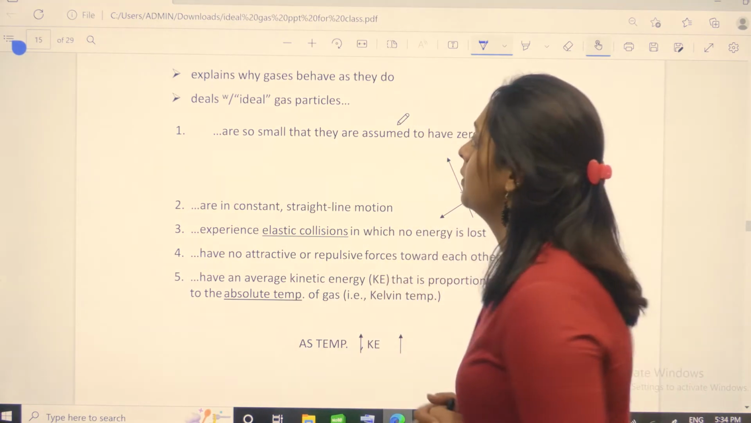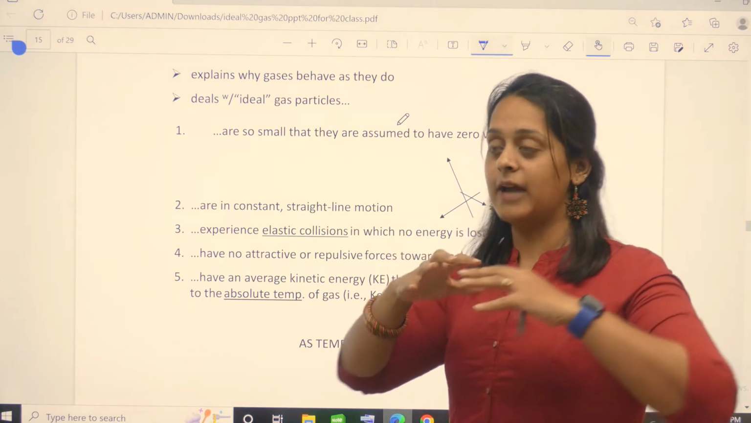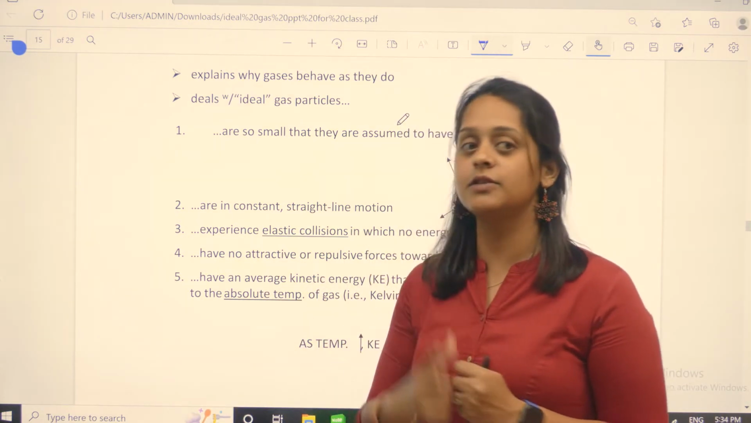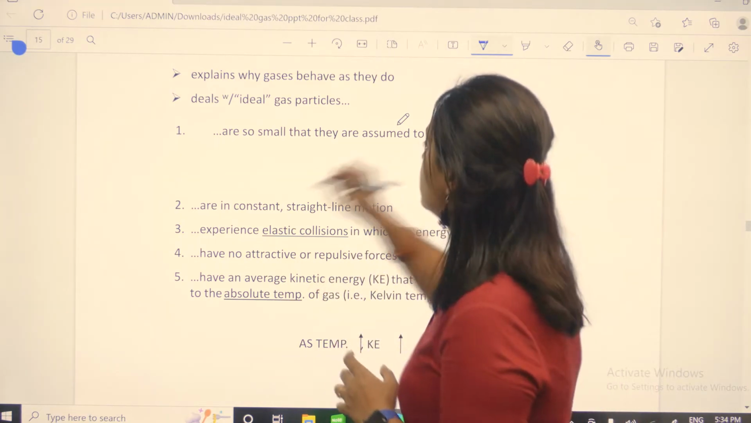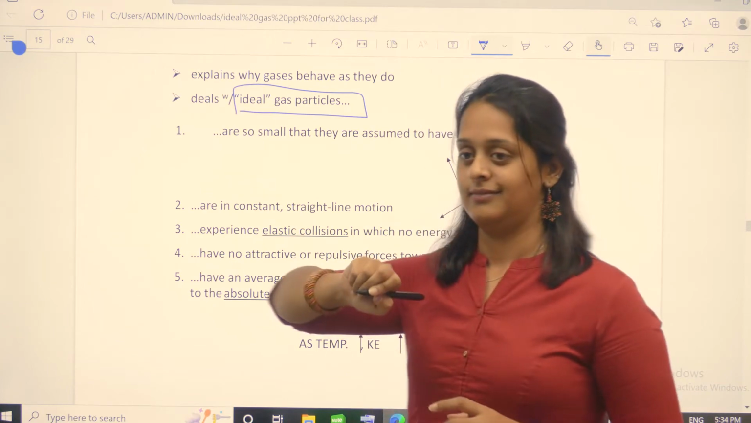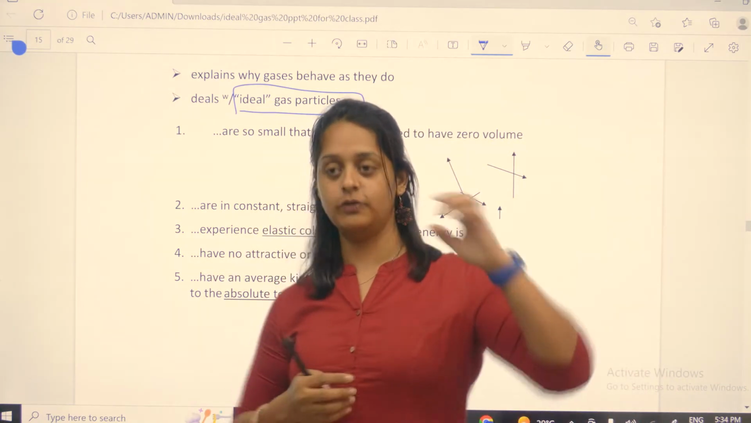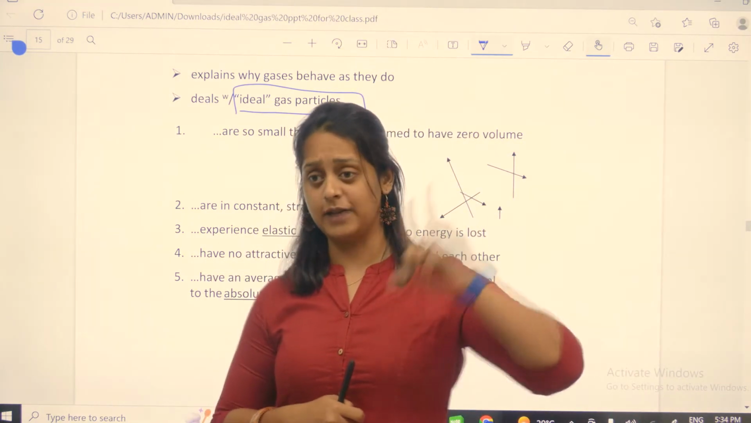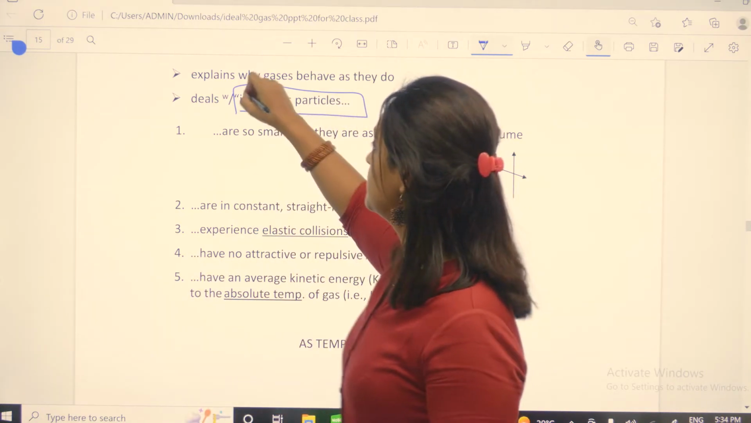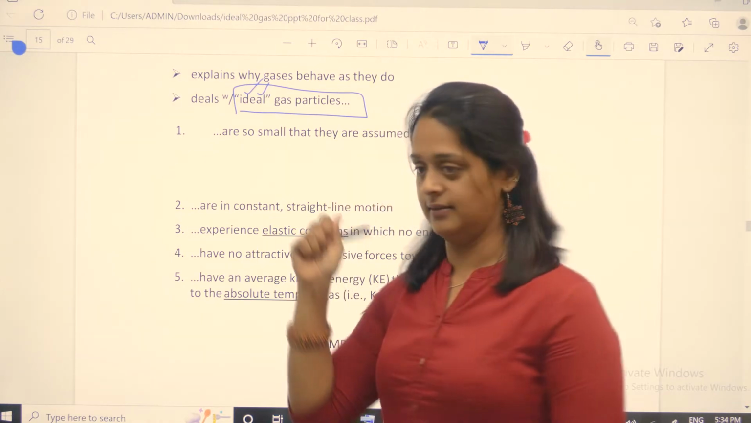Now the kinetic theory assumptions were made. Why were these assumptions made? These are assumptions for ideal gas particles. We studied the ideal gas equation PV = nRT, and that is where it is applicable. It is only applicable to ideal gas particles.